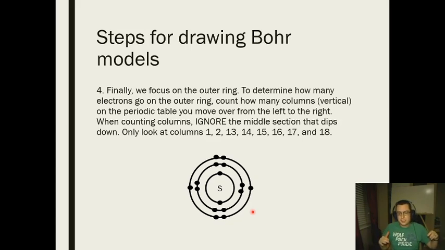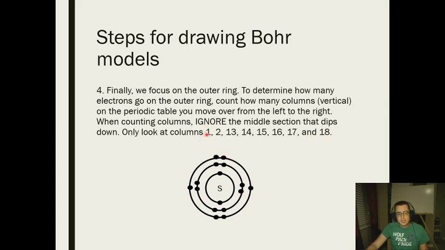So that's going to be columns 3 through 12, so 3, 4, 5, 6, 7, 8, 9, 10, 11, 12. You're going to ignore those because there's weird advanced chemistry stuff that goes on. They get weird with their electrons, so we just ignore them. You won't have to worry about doing any Bohr or Lewis structures for anything in that section, just the stuff that's in columns 1, 2, 13, 14, 15, 16, 17, and 18. So those are the only ones that you need to count.